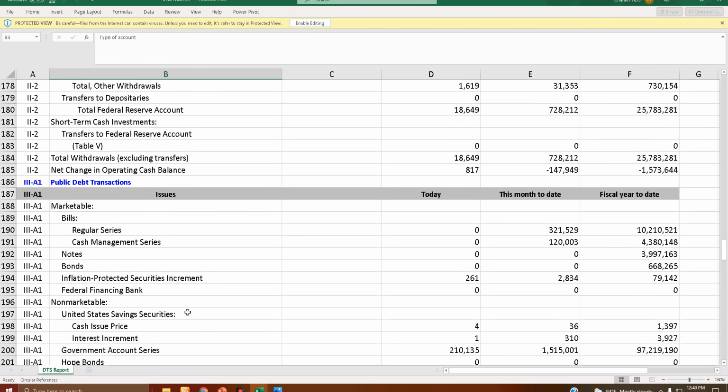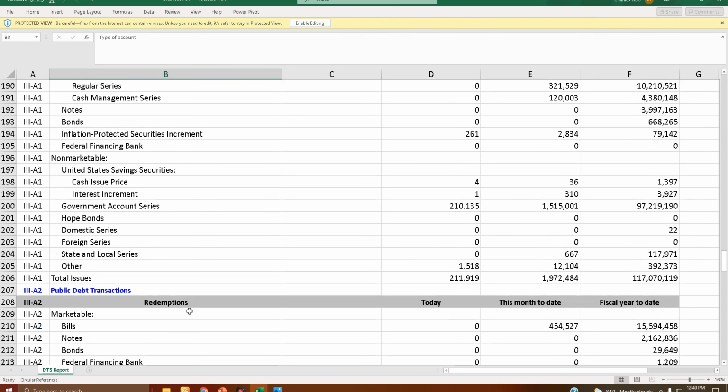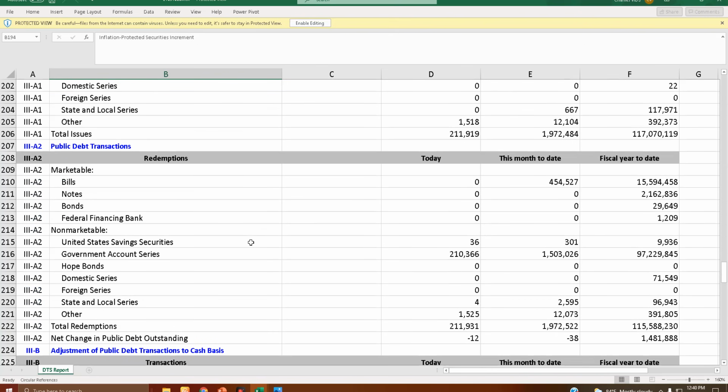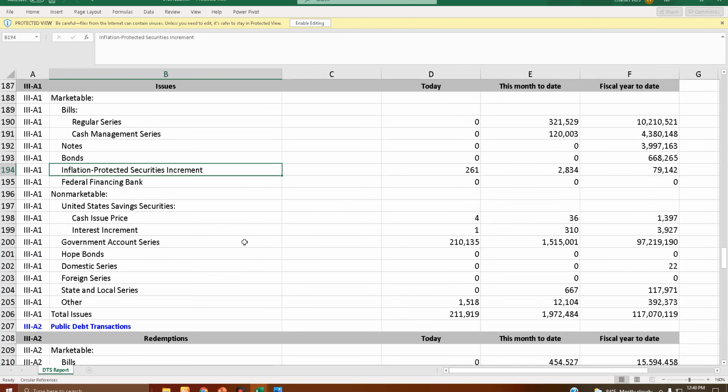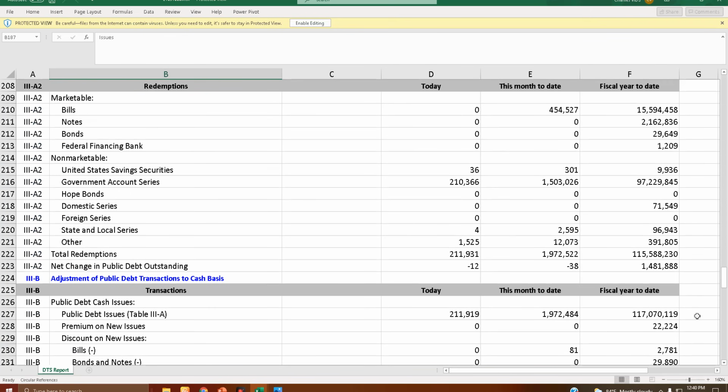Okay, so public debt transactions, section 3-A1. Quite a bit going into here, but then again, not a lot considering what we just looked at in the first section. Inflation protected securities increment, nothing there. Then we go to redemptions and issues. Okay, so these are the issues. So the total issues this fiscal year, 117 million. Total redemptions, 115.588 million. So more on the issue side than the redemption side, obviously.